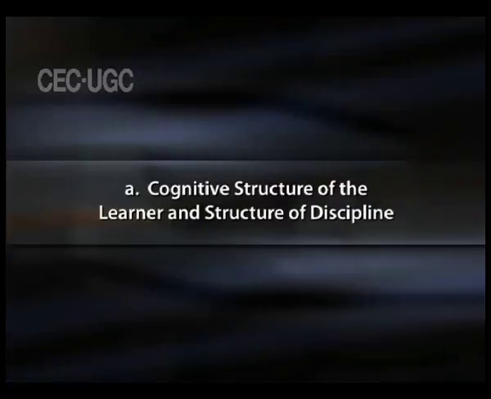Meaningful verbal learning. In order to understand Ausubel's ideas about meaningful verbal learning, one has to get insight into a few key concepts he used in his discussion. These are briefly described below. Cognitive structure of the learner and structure of discipline.